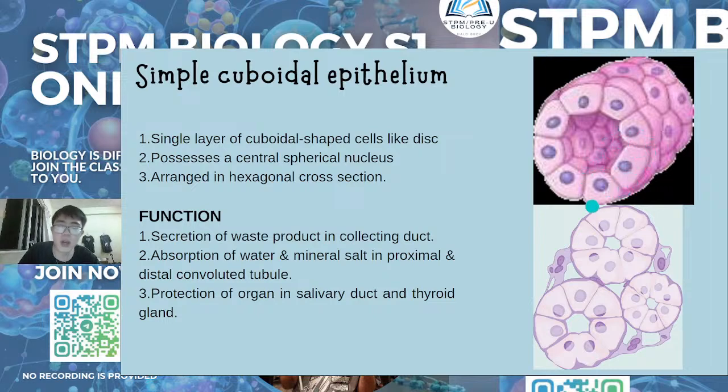The cells are in cuboidal shape. It's not a square, it is rectangular shape. Cuboidal means it is 3D, and it possesses a central spherical nucleus. So the nucleus is also located at the central part of the cells and arranged in hexagonal cross section. Normally this cuboidal epithelium can also be found in the kidney, in two parts: the collecting duct and also the proximal and distal convoluted tubule contain this epithelial tissue.